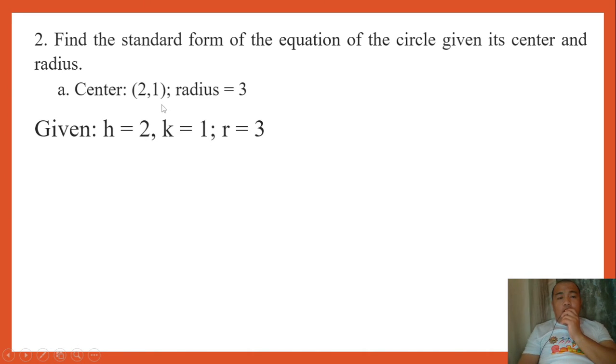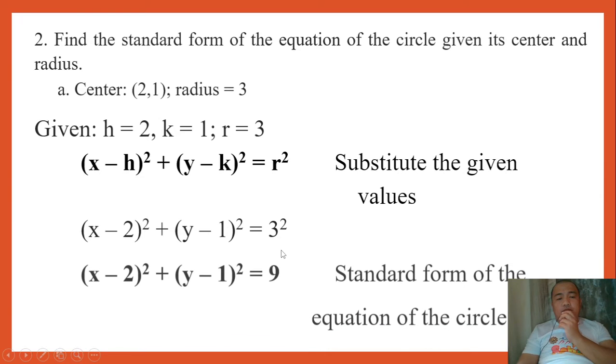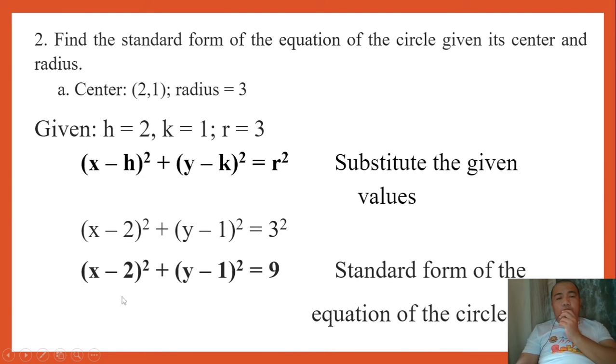So given h is 2, k is 1, r is 3. So when you know these three variables h, k, and r, you can now write the equation of the circle in standard form. X minus h quantity squared plus y minus k quantity squared equals r squared. So substitute now in the equation. We have x minus 2 quantity squared plus y minus 1 quantity squared equals 3 squared. What is 3 squared? It's equal to 9. So the standard form of the equation of the circle whose center is at 2, 1, radius 3 is x minus 2 quantity squared plus y minus 1 quantity squared equals 9. Yan ang kanyang equation.